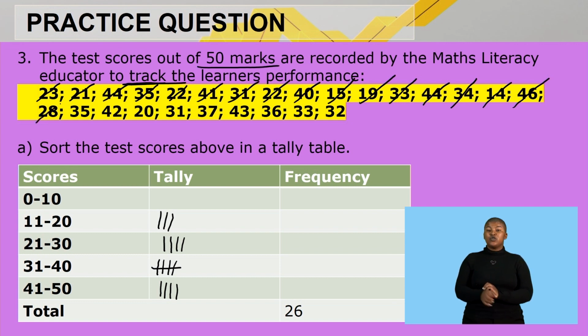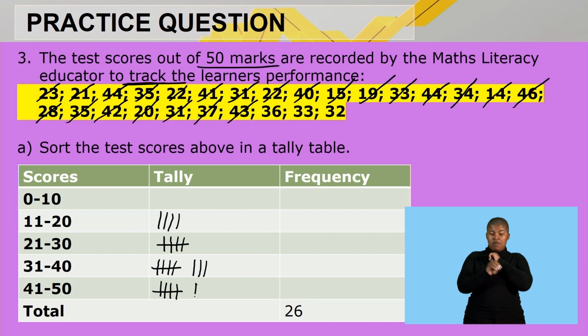Then we have 28. So here it means now we are having a 5. Then we have 35. 35 will be between 31 and 40. So we'll start 1 stroke. Then we have 42. Then this will make it a 5. We have 20. It comes here. 31. 37 will be between 31 and 40. 43, the last interval. 36, between 31 and 40.